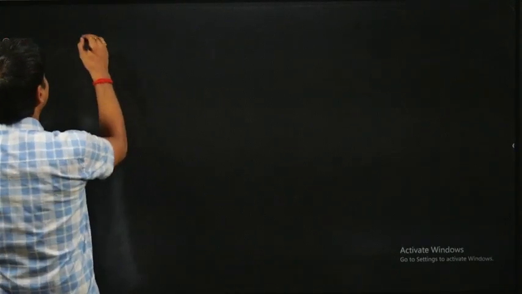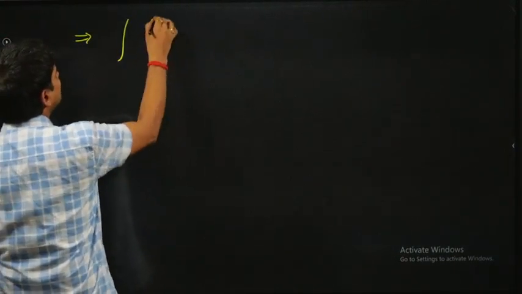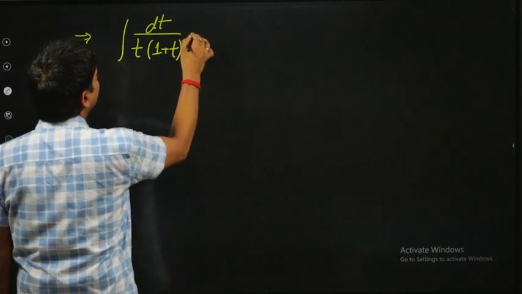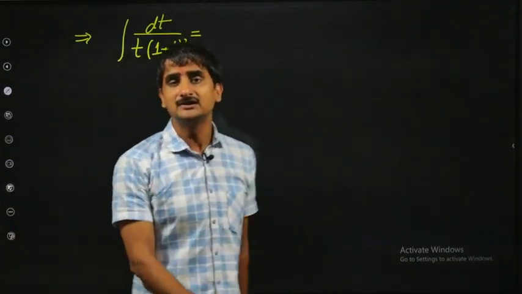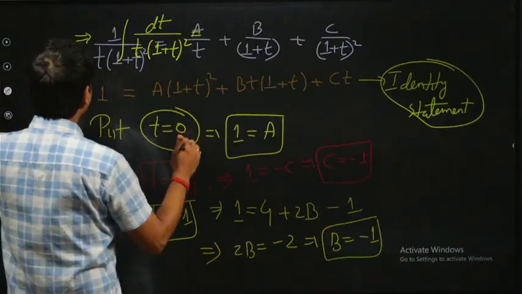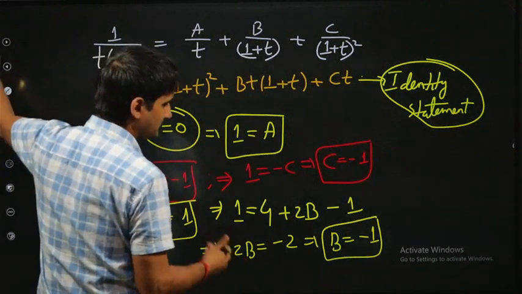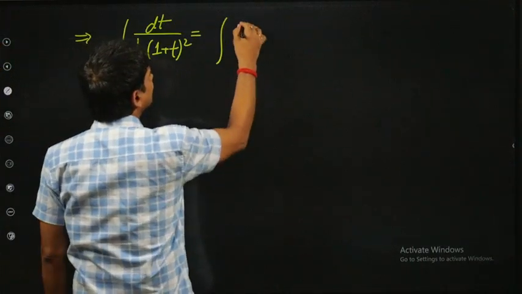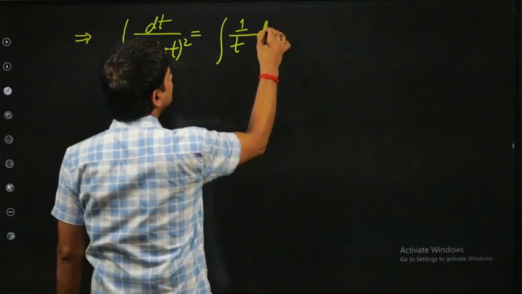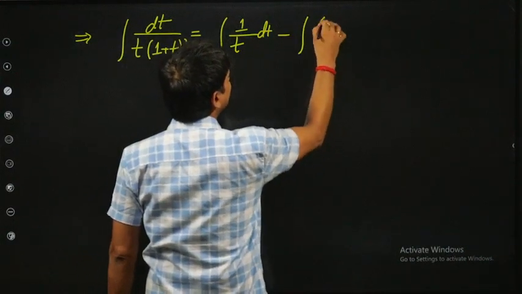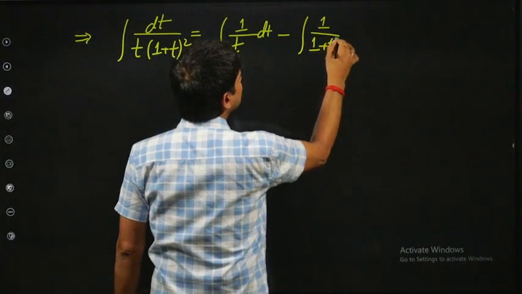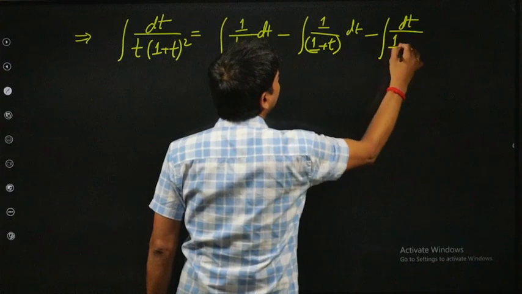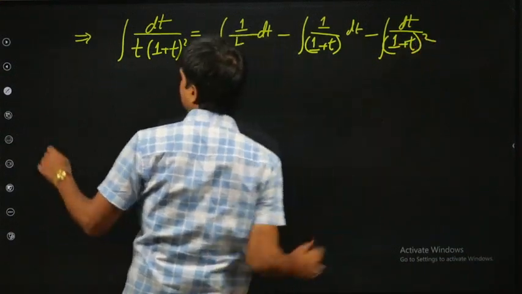So this implies our integral of dt over t into (1 plus t) whole square. We know the integral gets distributed over addition and subtraction. So it's a upon t, and a was 1, b is minus 1, and c is also minus 1. So it's the integral of 1 upon t dt, then minus 1 upon 1 plus t dt, and then minus 1 upon (1 plus t) whole square. All are directly integrable.